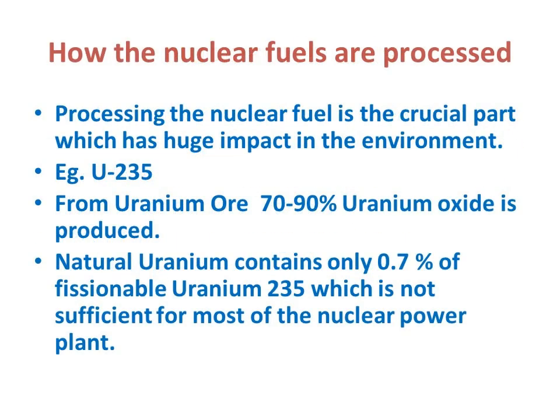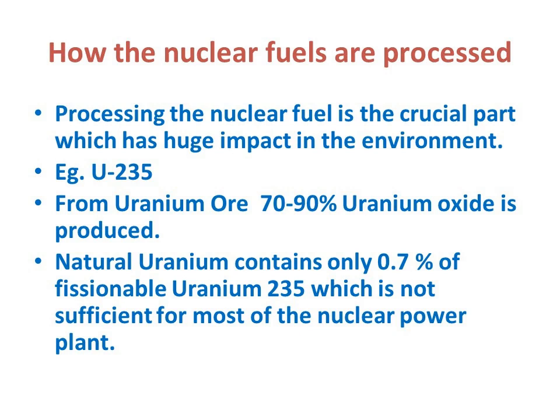How to process the nuclear fuels? Processing the nuclear fuel is the crucial part because it has a huge impact on the environment. For example, uranium 235. From uranium ore, 70 to 90% of uranium oxide is produced. Natural uranium contains only 0.7% of fissionable uranium 235, which is an isotope of uranium, which is not sufficient for most nuclear power plants.